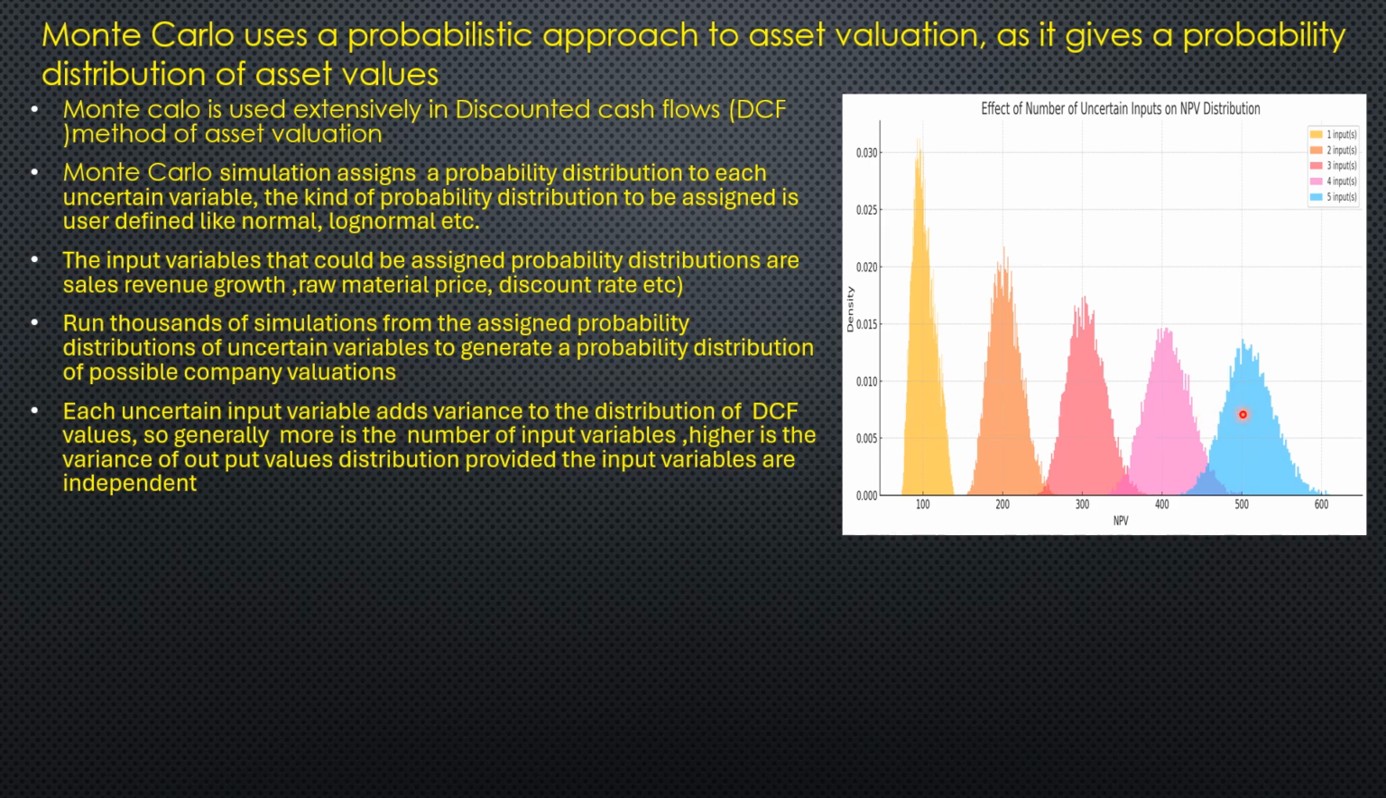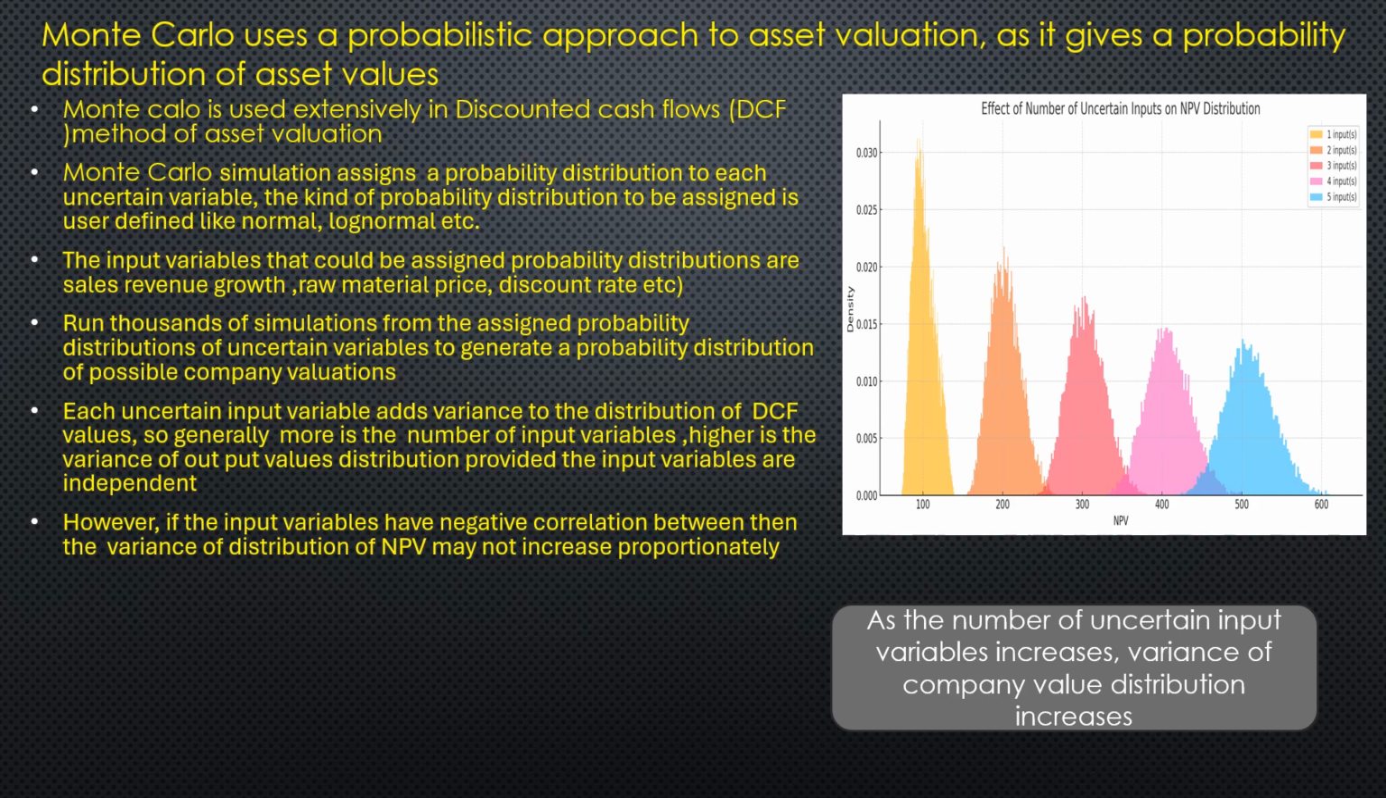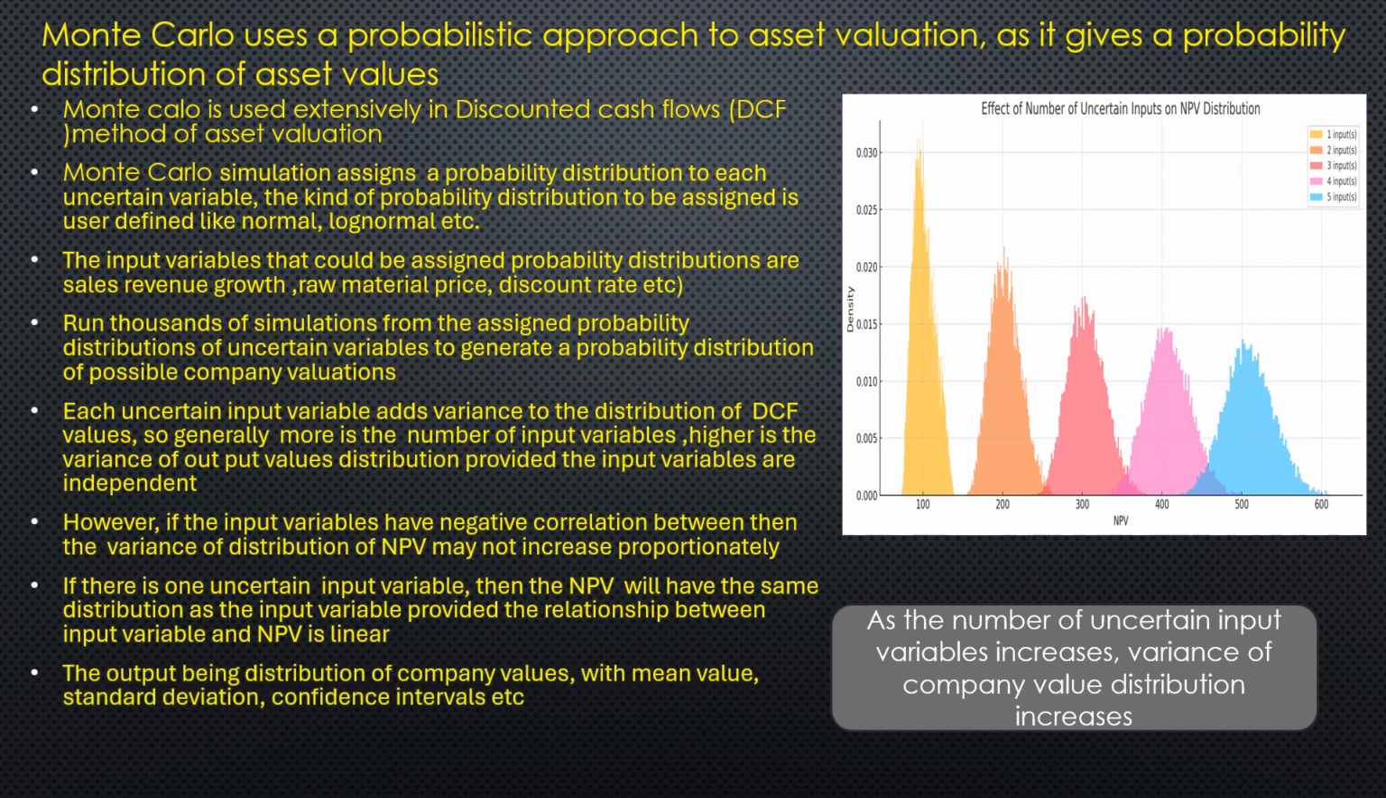As we move rightwards, the number of underlying input variables increases. Under this blue output value distribution, there are 5 input variables. So this has very high variance and the distribution is quite wide. As the number of uncertain input variables increases, variance of company value distribution increases. However, if the input variables have negative correlation, the variance of distribution of NPV may not increase proportionately. If there is only one uncertain input variable, then the NPV will have the same distribution as the input variable, provided the relationship between the input variable and the NPV is linear. The output is the distribution of company values with mean value, standard deviation, and confidence intervals.